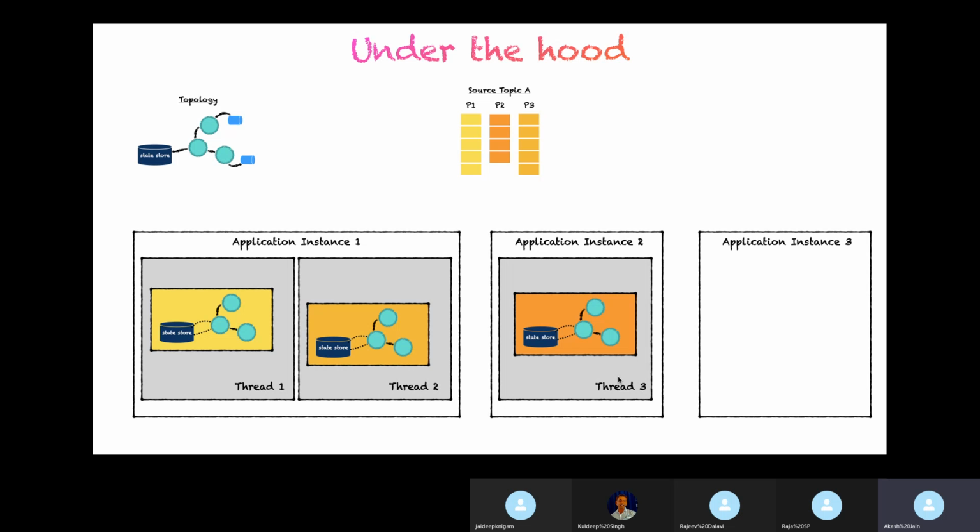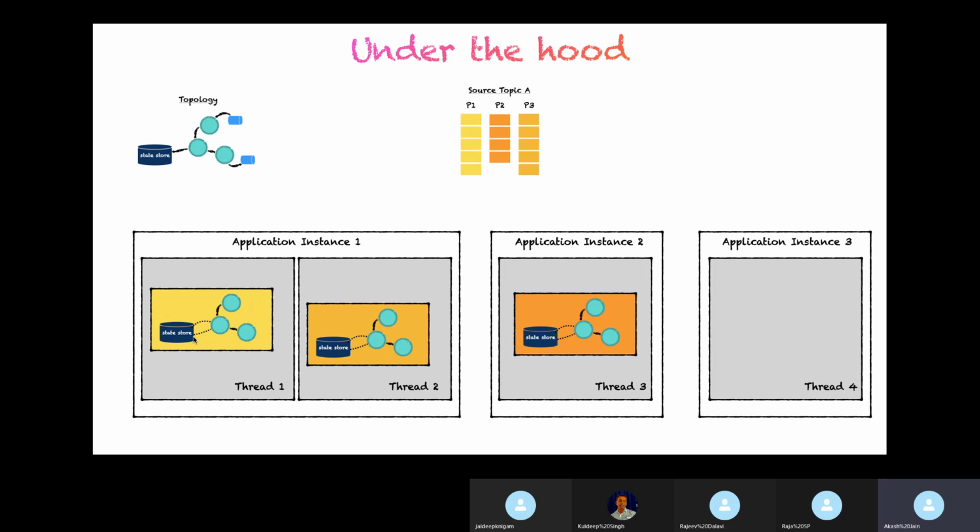And if I start, let's say, another instance with just one thread, we can very well imagine that there are only 3 partitions. So the maximum number of active tasks that we can have is only 3. So this application instance is going to remain idle. Of course, if any one of these application instances goes down or crashes, then the tasks are going to be moved out of that particular application instance into this instance.